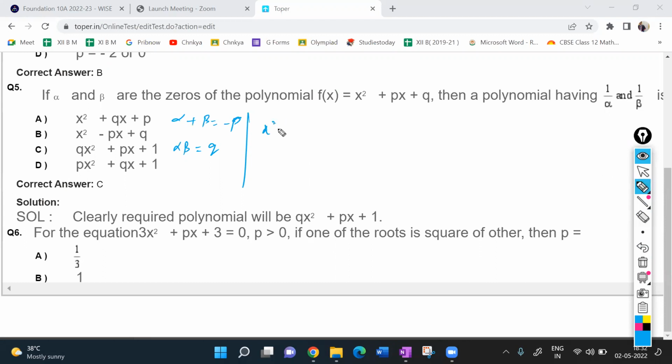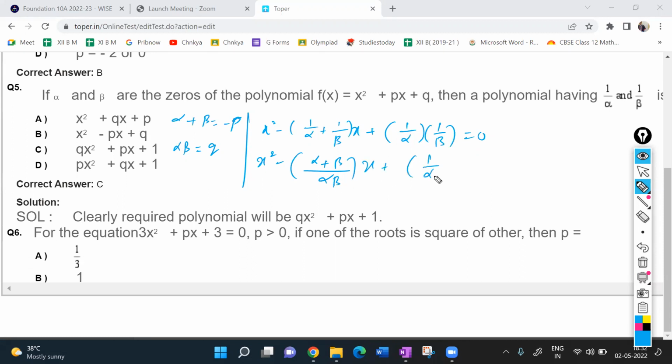So x square minus 1 by alpha plus 1 by beta into x plus 1 by alpha into 1 by beta is equal to 0. X square minus alpha plus beta divided by alpha beta into x plus 1 by alpha beta is equal to 0. So substitute here. Alpha plus beta is what we got? Minus into minus plus px divided by q plus 1 by q is equal to 0. So qx square plus px.